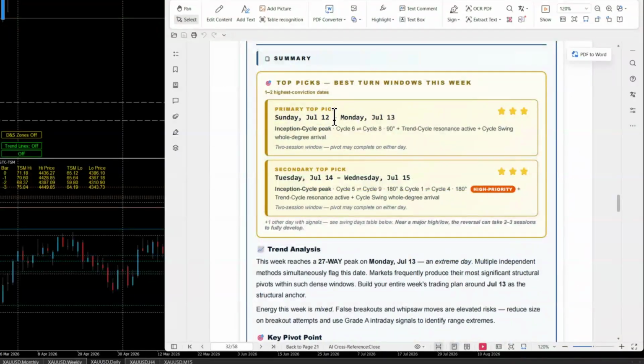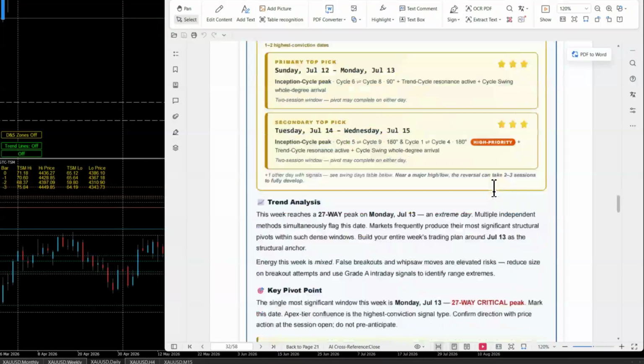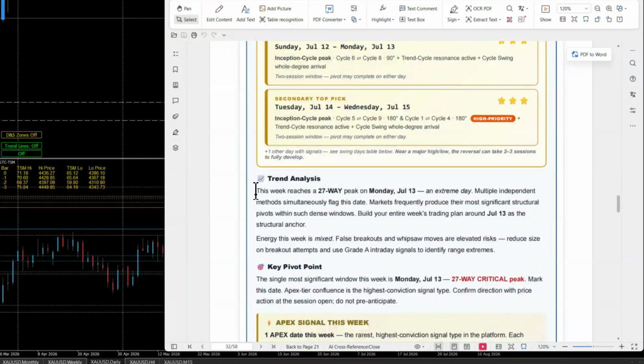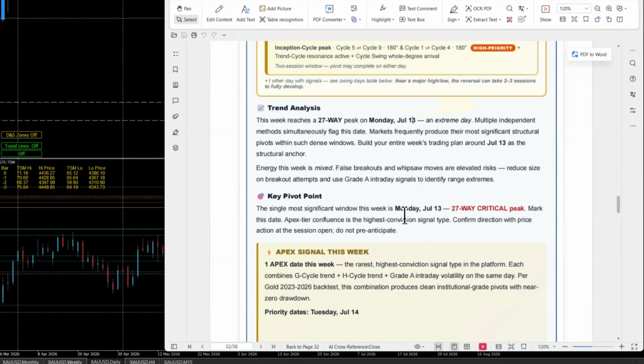So we've got Monday, 13th of July. And now I've got, look, Tuesday and Wednesday. That's like 3 days in a row. I've got a high priority here that's happening on Tuesday, Wednesday. So I better be careful on that one. Okay, and then I've also got this week reaches a 27 way peak on a Monday. So I'm on a bit of a dilemma, right? So we're going to take a look at Monday.